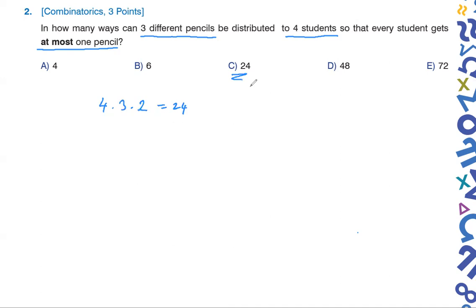Some people may be asking, how about which pencil goes to person A, or which pencil goes to person B or C? In this case, we don't really care about that, because our goal is just to make sure that every student gets either 0 or 1 pencil. That's what the problem is asking. As soon as we achieve that, we should be good, and that's the answer. Okay, so 24. So let's look at the next problem.